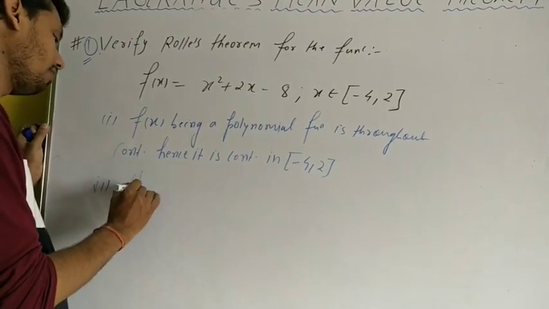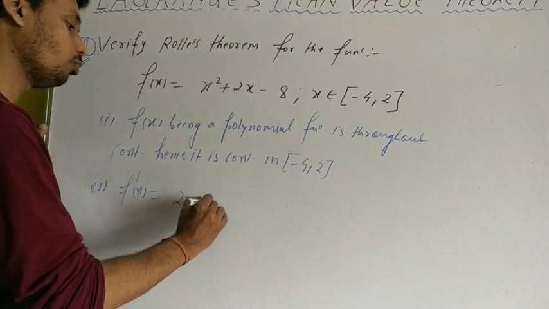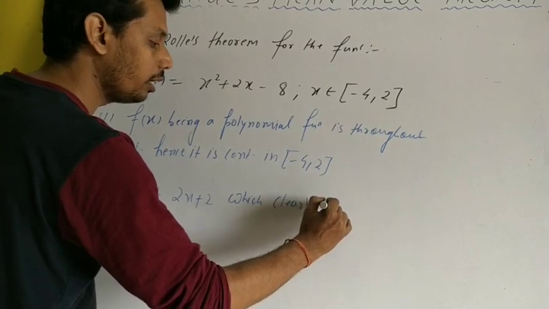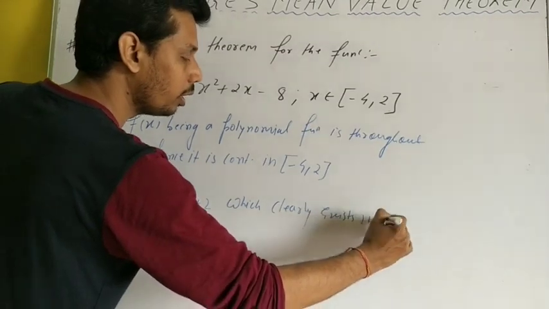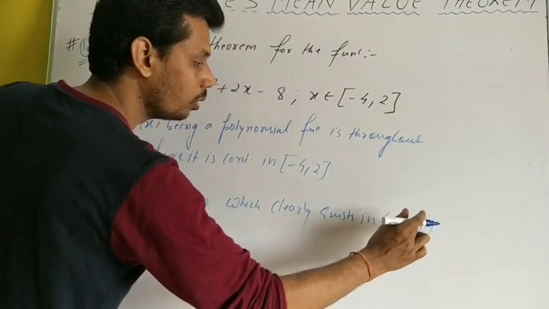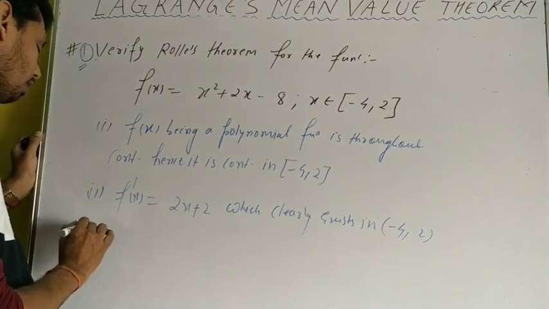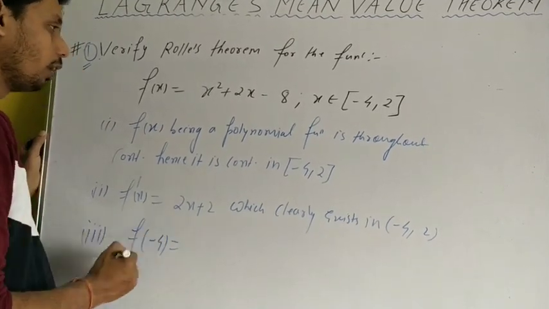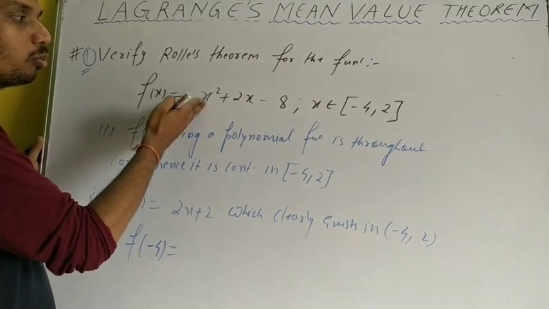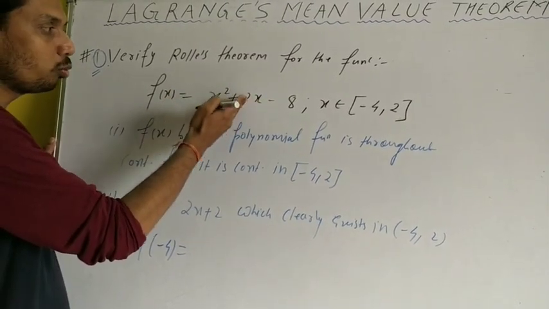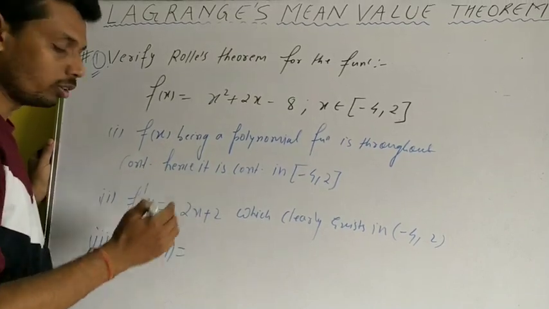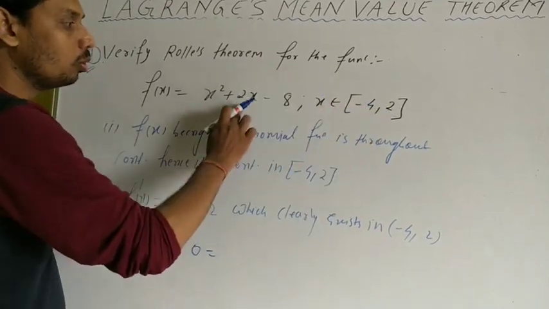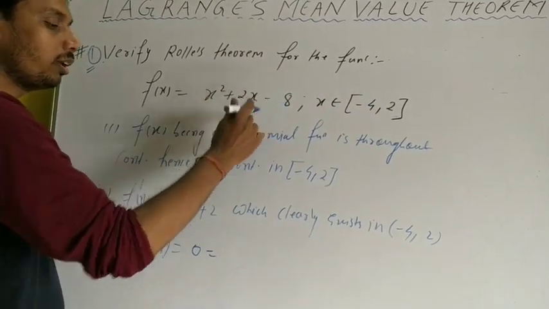Second, f'(x) = 2x + 2, which clearly exists in the open interval (−4, 2). Now the third one, f(a), that is f(−4). If we substitute −4 here, the square of −4 will be equal to what? Plus 16. −4 into 2 is −8, minus 16. So 16 minus 16 is 0. So f(−4) = 0. Now f(2): 2 into 2 is 4, and 4 is 8, minus 8, 0.